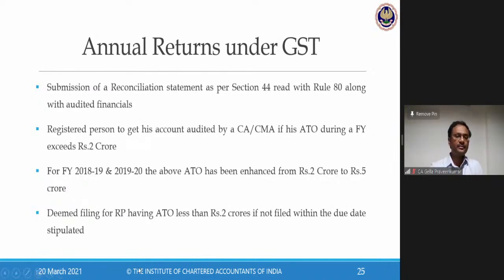Now, for financial years 18-19 and 19-20, for the first financial year 17-18, 2 crores was the threshold limit. For these 2 years, 18-19 and 19-20, this aggregate turnover from 2 crores was enhanced to 5 crores. I repeat, my aggregate turnover has been enhanced to 5 crores.